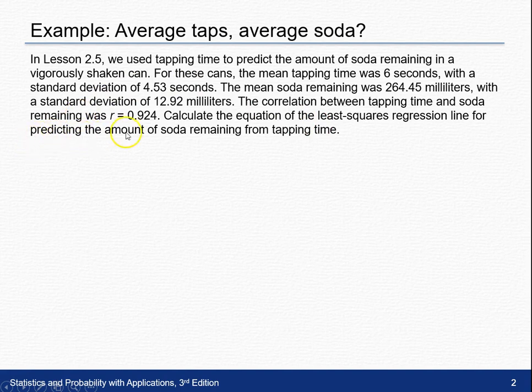So if we're going to predict the amount of soda, that tells us that that's going to be our response variable, or our y variable, and tapping time will be our explanatory, or our x variable. It's always good practice to identify what you're given in the question first.